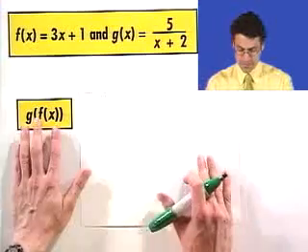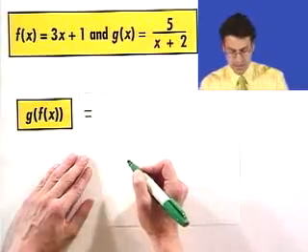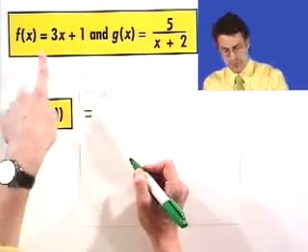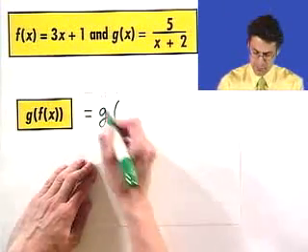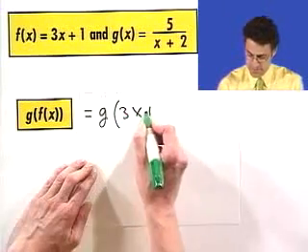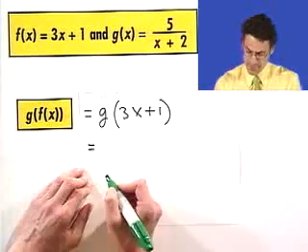Okay, but now let's compare that to g composed with f of x. So what's g composed with f of x? Well, now I take the output of f and use that as the input into g. And so I see g of, what's f of x? 3x plus 1.